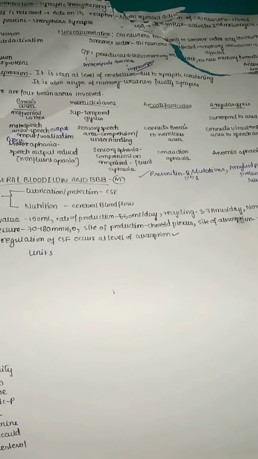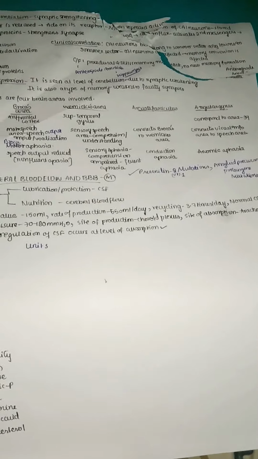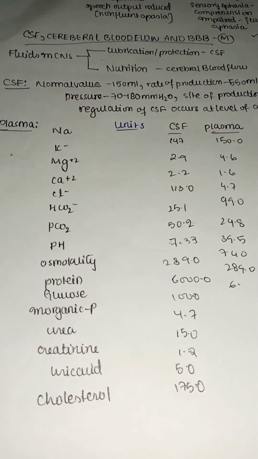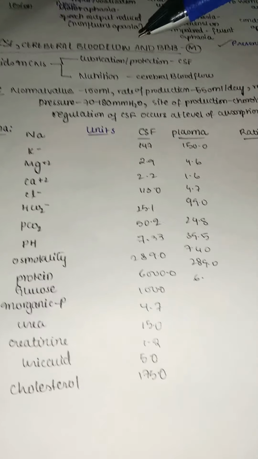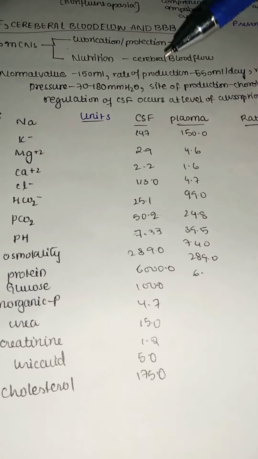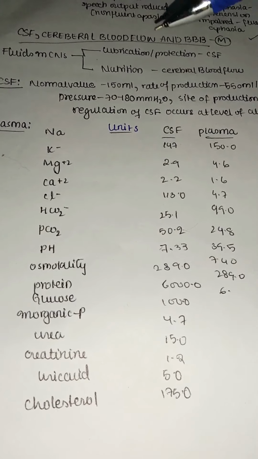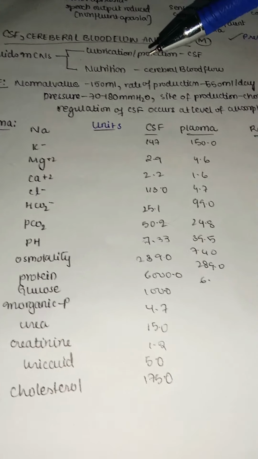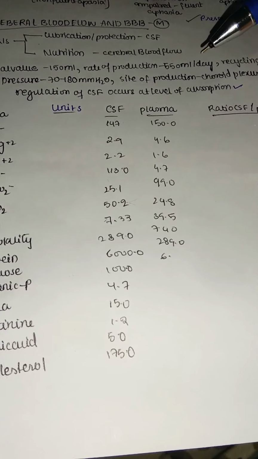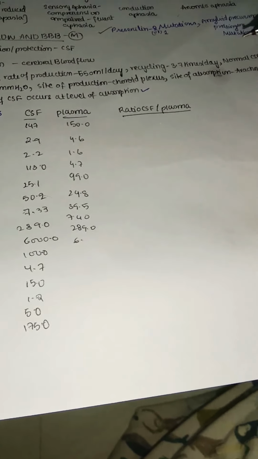Next we'll move on to CSF, cerebral blood flow and blood-brain barrier. Starting with CSF. Mainly the fluids in the central nervous system are useful for lubrication and protection. The main one is our cerebrospinal fluid, and for nutrition we need the cerebral blood flow. The normal volume of CSF is 150 milliliters, the rate of production per day is 550 milliliters, and the recycling is about 3.7 times per day.